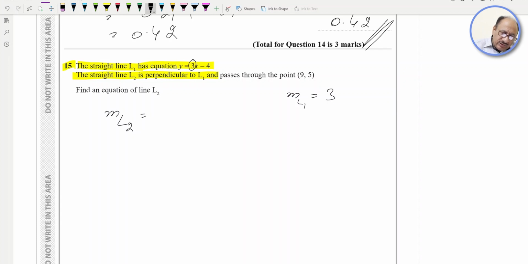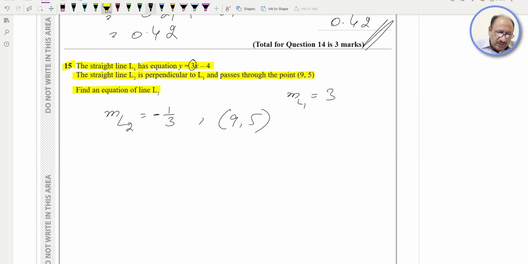So this is the gradient which we have mentioned over here, and L2 is perpendicular to L1, so it will have the reciprocal and change sign. So minus 1 over 3, from here we have taken reciprocal and changed sign. So gradient of L2 will be minus 1 over 3, and they're saying it passes through the point 9 and 5. So this point we can mention over here, 9 and 5 is the point. So this is the gradient, this is the point. What we have to do is find the equation of L2.